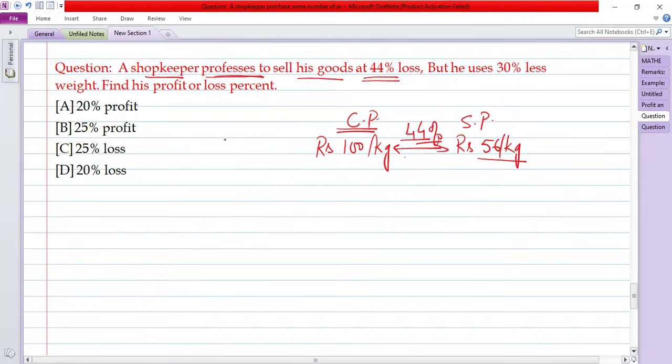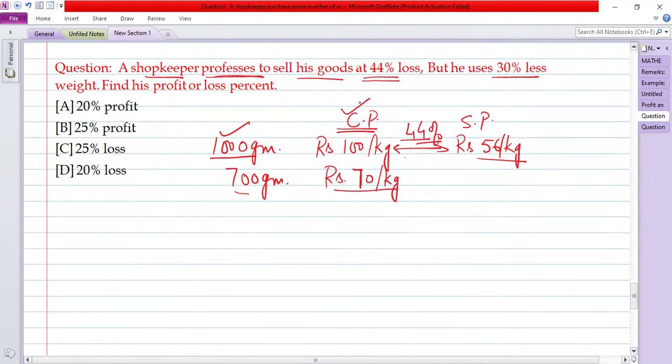Now here, this is for 1000 gram, and 30% less weight means here it will be 700 gram, because 30% of 1000 will be 300. So rupees 70 per kg, this is the actual cost price for the shopkeeper.